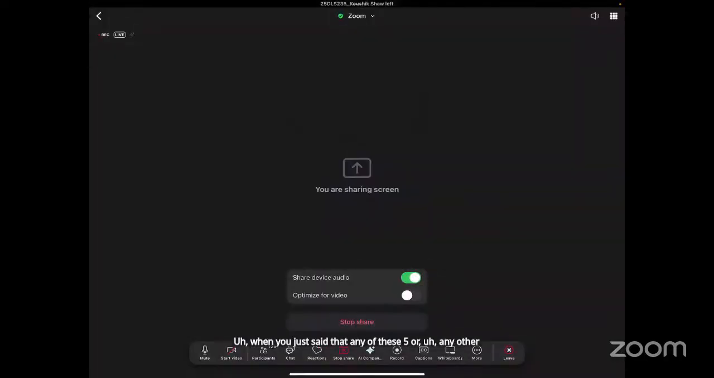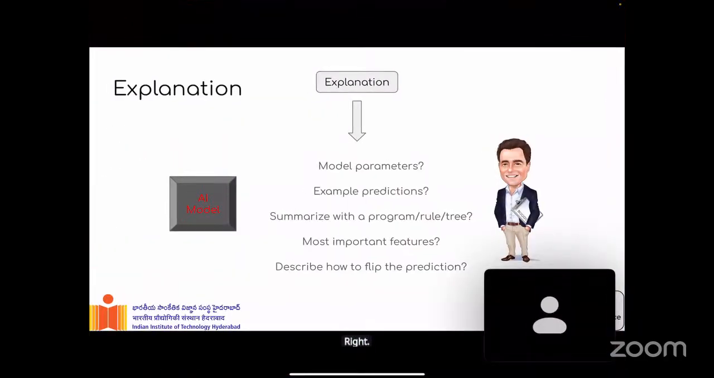Am I audible to everybody? Yes, you're audible, but your screen is not visible. Okay, there was some error. You were not audible, sir, for the past 1 minute, I would say. Oh, I see. Can somebody highlight a point where you lost me? When you just said that any of these five or any other way can work as a valid explanation.